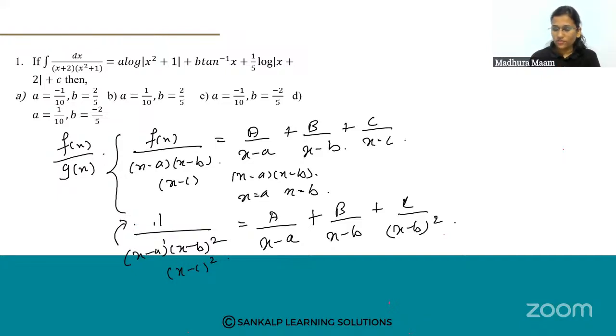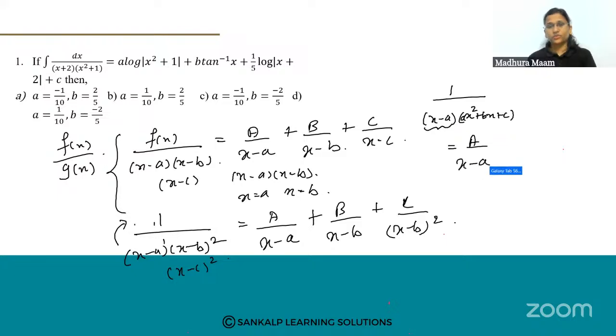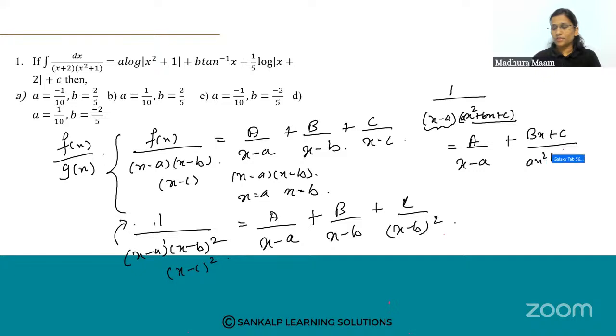Now if you have a quadratic expression, for example, if it is x minus a and x square plus bx plus c. This root x minus a, as usual you will write. When you have a quadratic form, how will you write this? Bx plus c divided by ax square plus bx plus c. So this is how you have to write. Any doubts in this method to anyone?